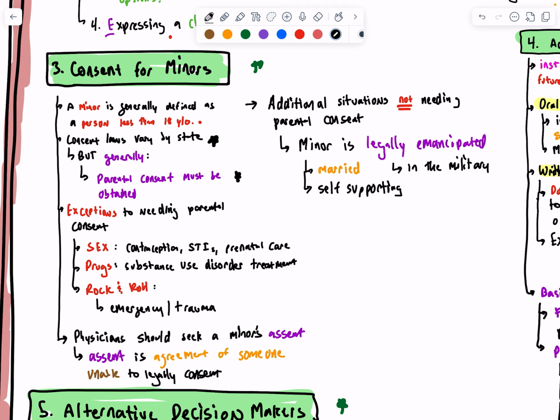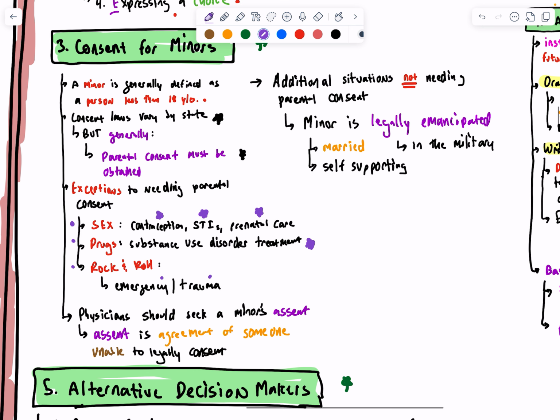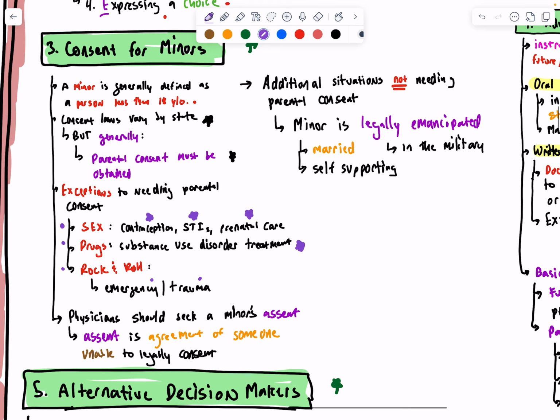Exceptions to needing parental consent are relatively few, but we remember them with the mnemonic: sex, drugs, and rock and roll. So minors don't need parental consent for contraception, treatment for STIs, or prenatal care. Drugs, substance abuse disorder treatment. Minors don't need parental consent to get that. And then emergency and trauma, minors don't need consent from their parents for treatment for that.